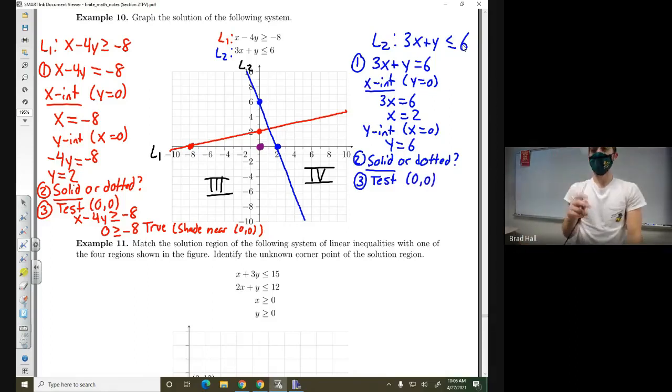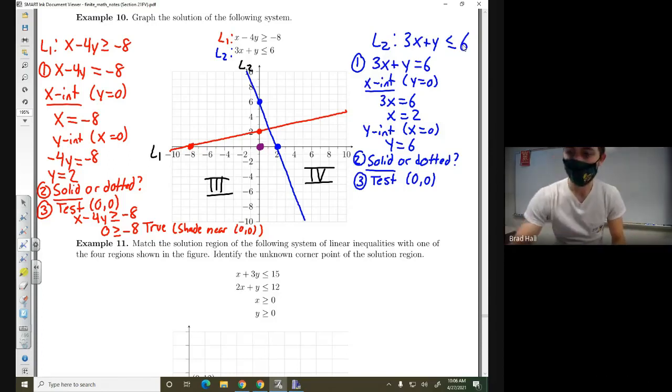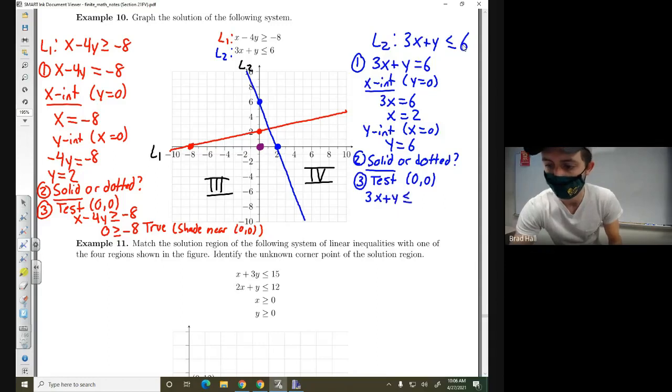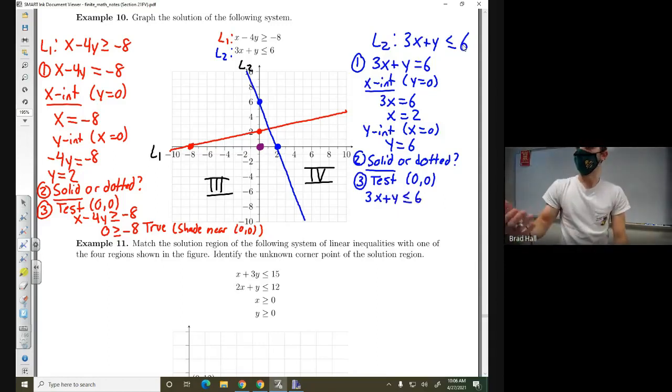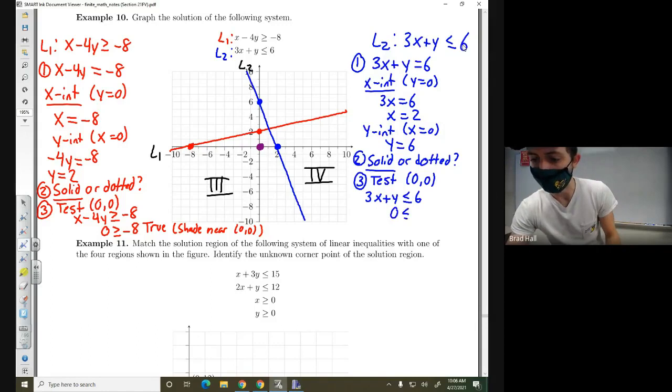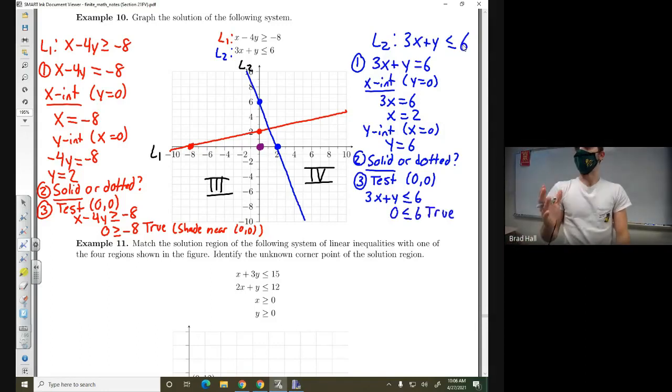Now, for the second line, the blue line, we're trying to determine, do we shade to the left of the blue line, which means we shade near the point, or do we shade away? That's what we get to find out. So the inequality is 3x plus y is less than or equal to 6. If we plug in 0 for x and 0 for y, we get that 0 is less than or equal to 6, which is true. So for the blue line, you shade nearest the point.